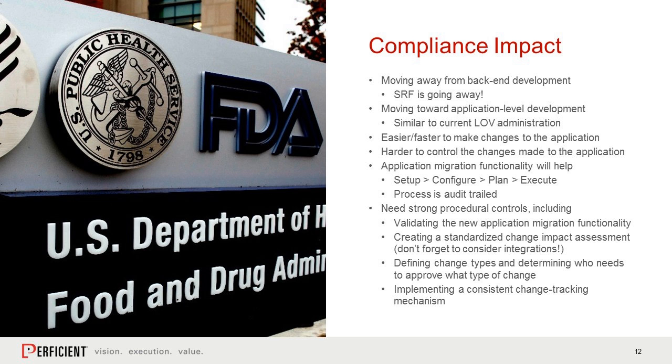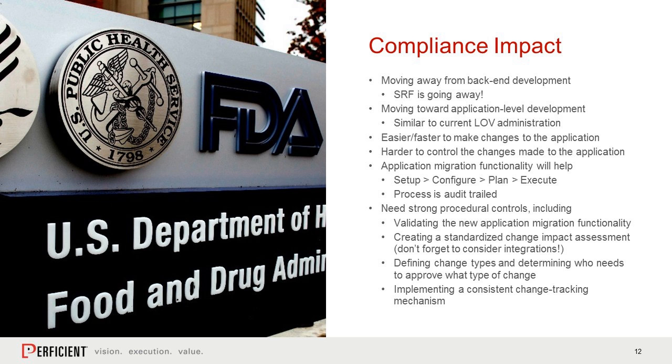changes. The functionality consists of setup, configure, plan, and then execute steps, which manage the process. And then the process is fully audit trailed, so you can retain a history of all changes that are implemented in your system. And again, since deployment is so much more flexible, for compliance there needs to be strong procedural controls to ensure a proper approach to deploy these changes and retain a system that is in a validated state.